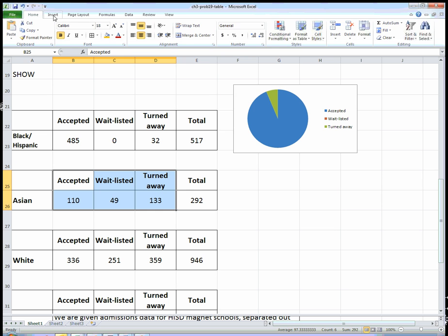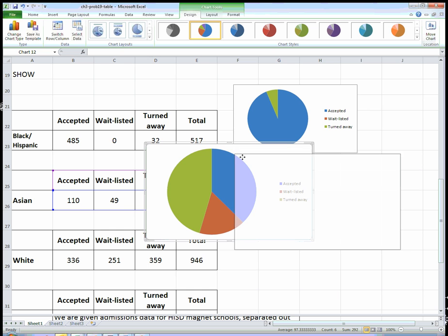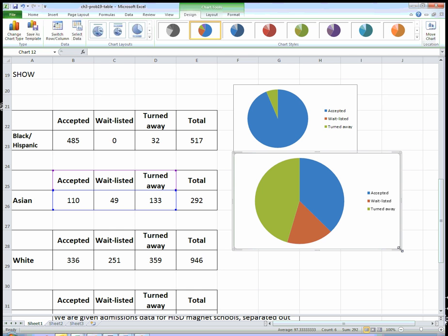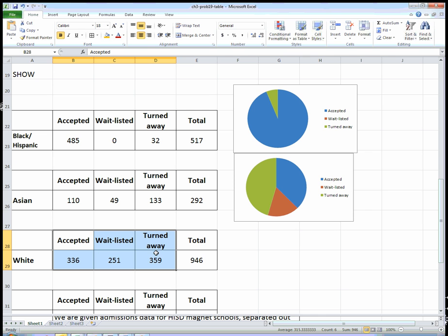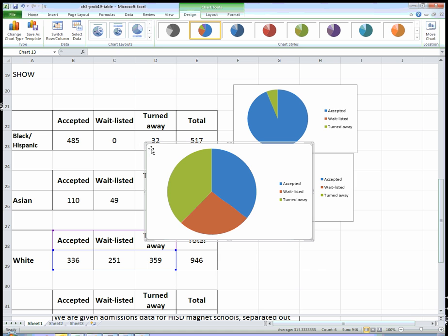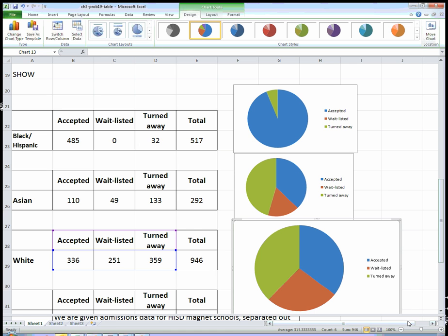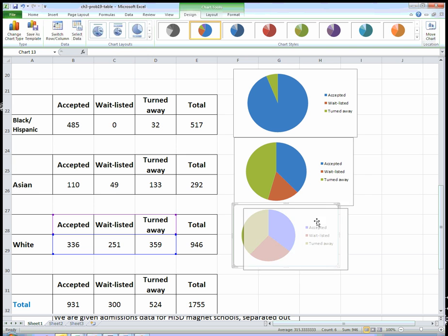Now I just highlight these six, make an ordinary pie chart again, and move it over and make it a little smaller to fit. Here, Asian, it's a very different looking pie chart. It's a much smaller blue, a fair amount of orange, and a lot of green. And here, the white, don't want the total. We insert a 2D pie chart one more time, put it down here and make it a little smaller. And here, that's pretty similar to the Asian pie chart.